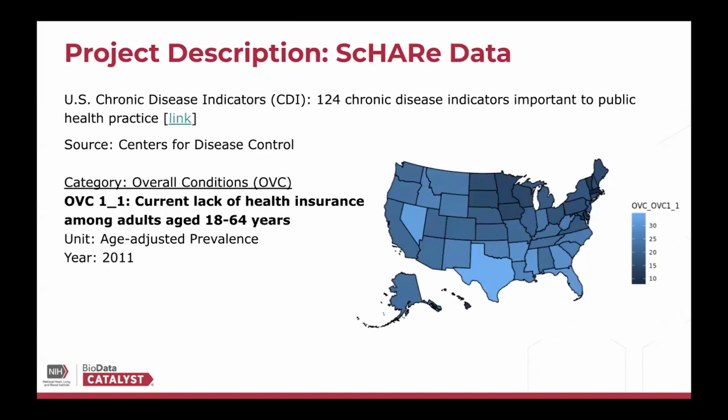For our purposes, we used the overall conditions category, and this category was related to current lack of health insurance among adults aged 18 to 64 years. We wanted to look at this specifically for our dataset. The CDI dataset is one of the many datasets available in the ScHARe data repository.